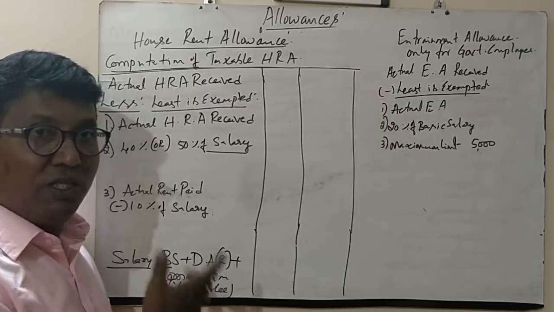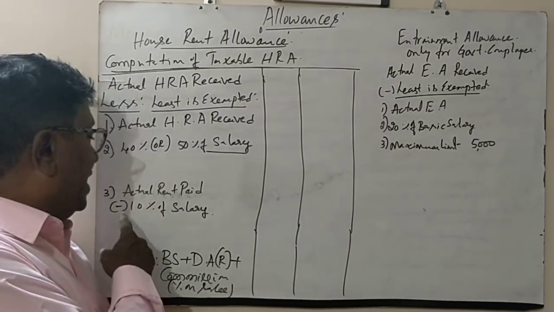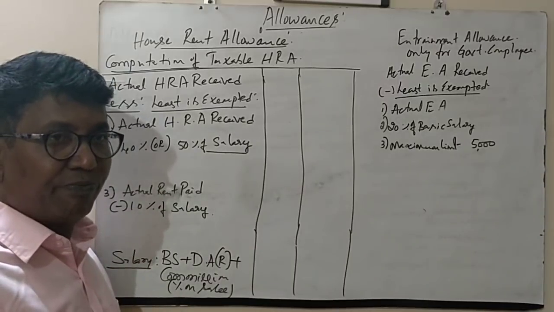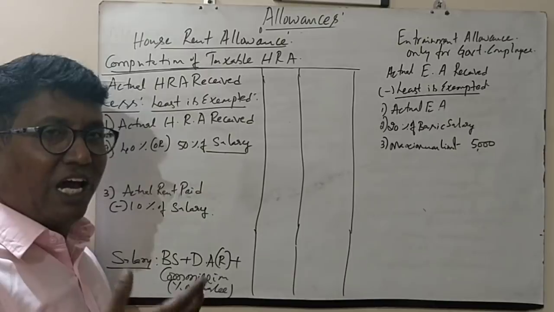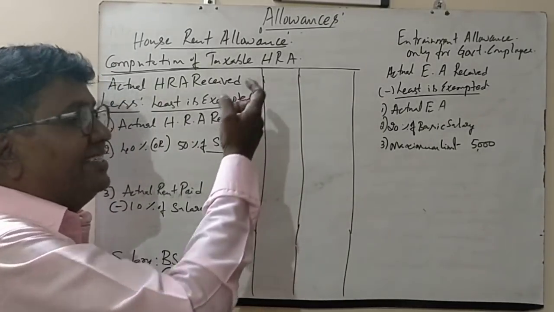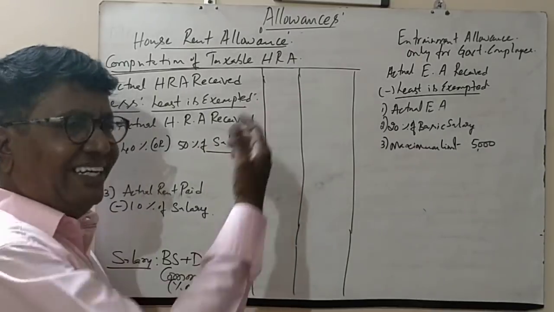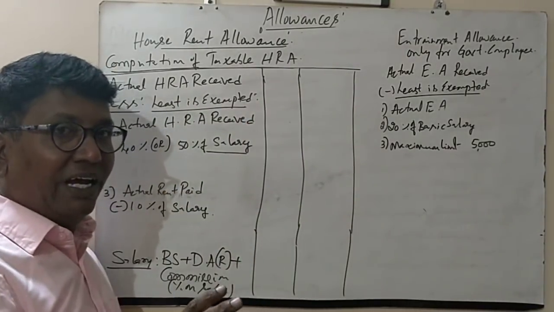Now let me come to the third point. The third point is very simple: actual rent paid. What is actual rent paid? How much the employee is actually paying as rent. Whatever HRA is received from the employer company is different.